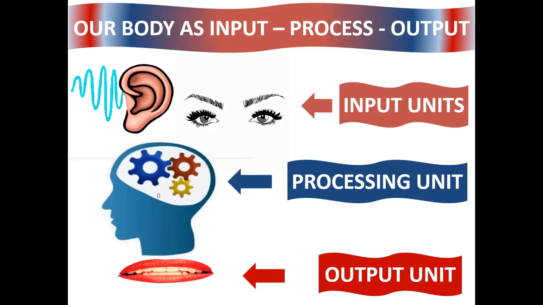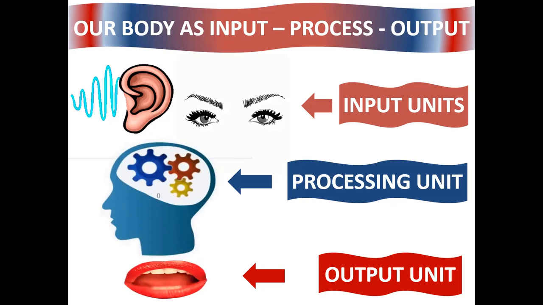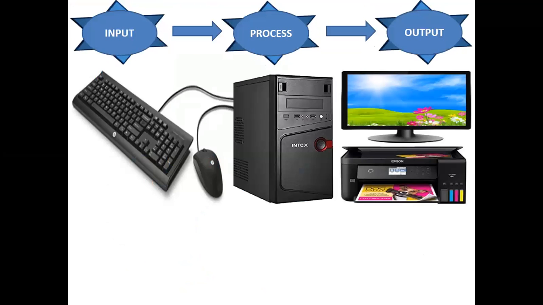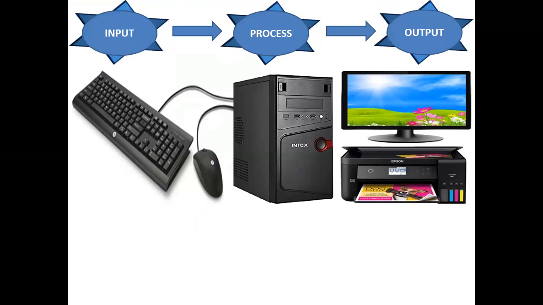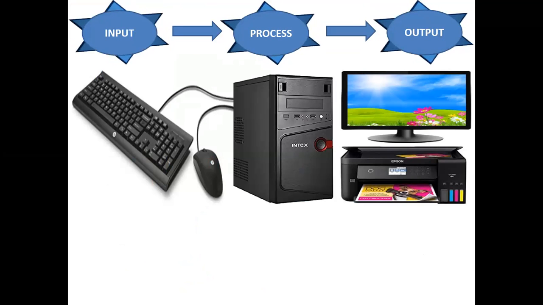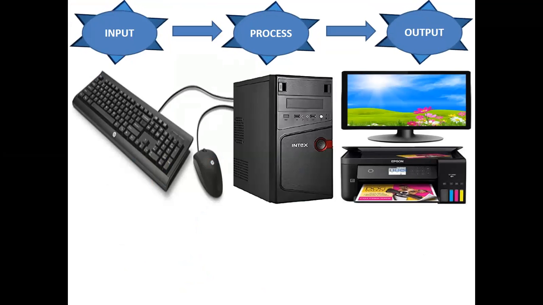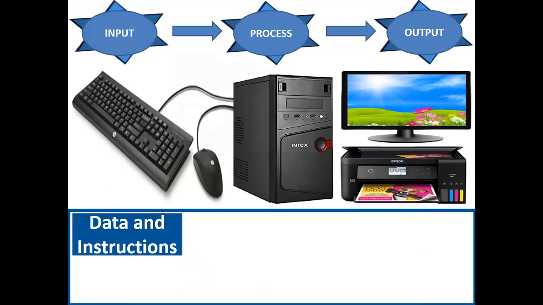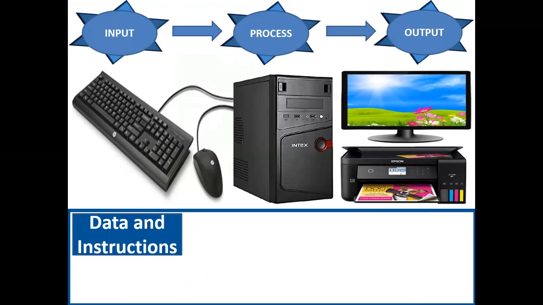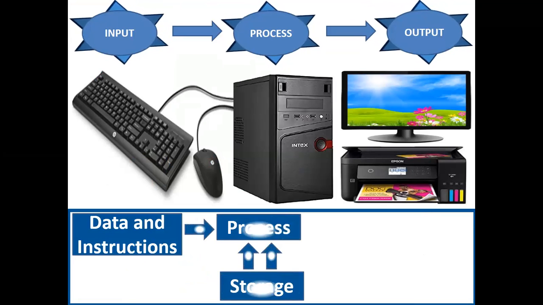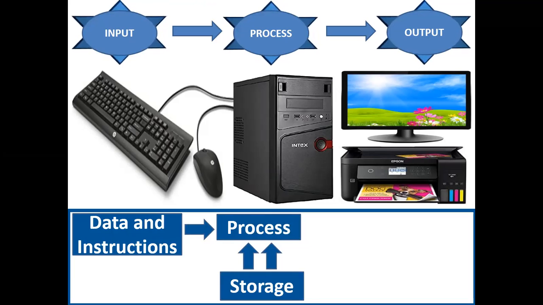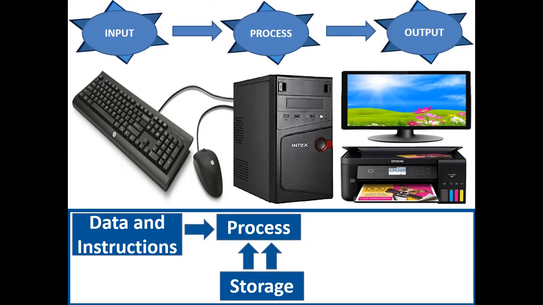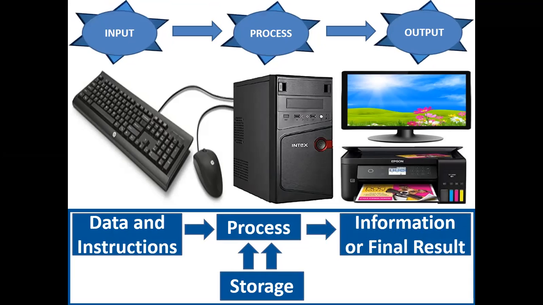Similarly, to do any work on the computer, you have to follow these three steps: input, process, and output. The parts of a computer are divided into input devices like keyboard and mouse, through which we enter the data and instructions into the computer. Processing devices like the CPU, which has a memory and where the data and instructions are processed. And output devices like monitor and printer, which are used to give the output or result or information.